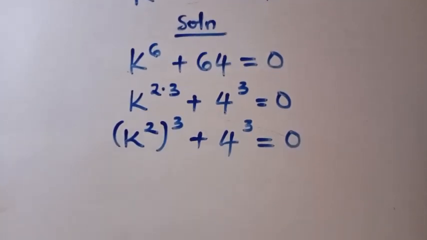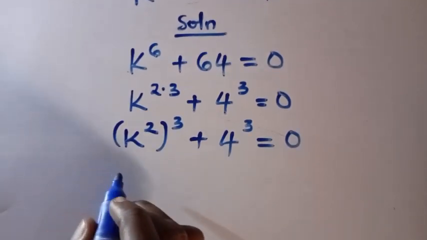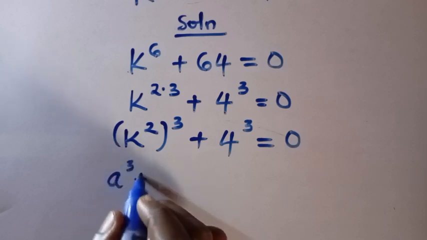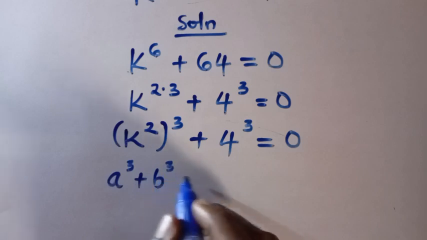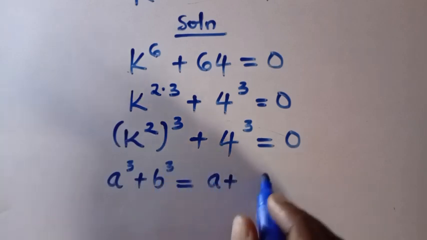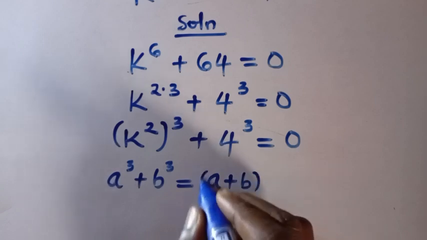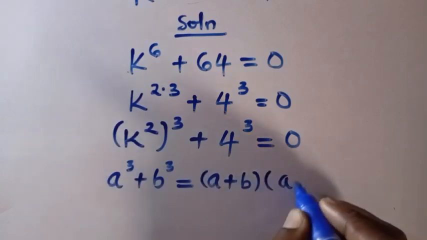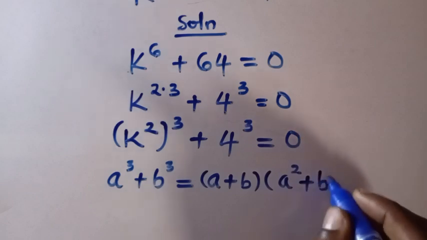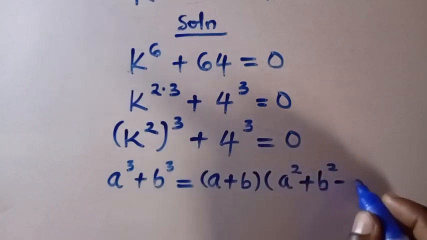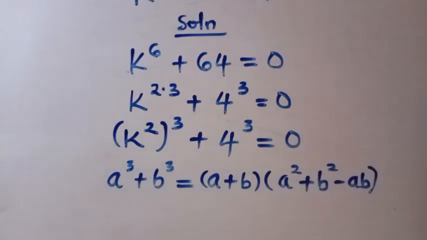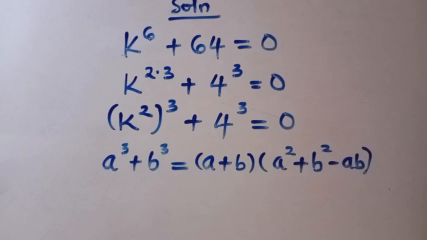Then from here, let's relate this with these expressions. Suppose we have a raised to power 3 plus b raised to power 3. This equals a plus b multiplied by a squared plus b squared minus ab. So this is the identity we are going to consider here.